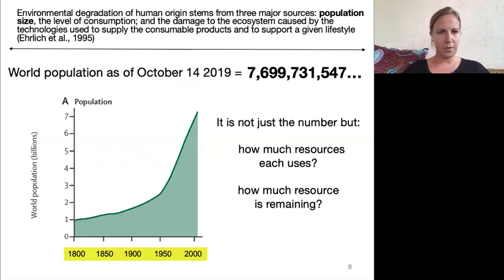So we'll just go through the three different parts that create the IPAT model and the level of environmental degradation, with the world population as of about a month ago almost 7.7 billion people. But it's not just about this number, it's about how much resources does each person consume, and how much resources is remaining.